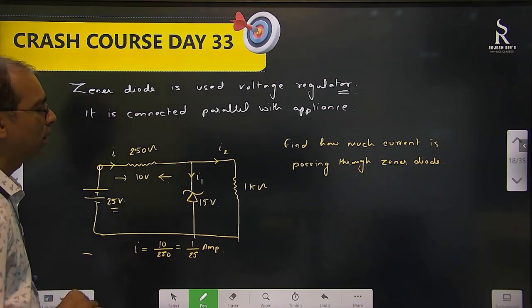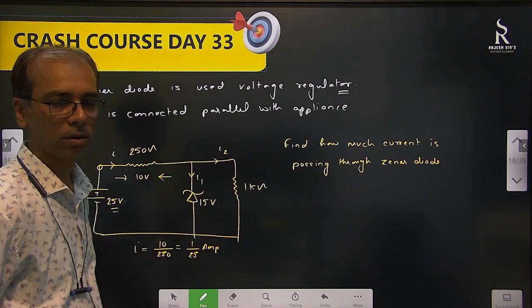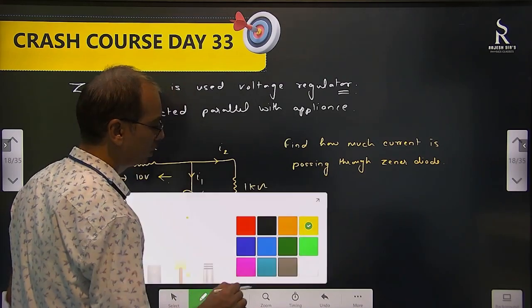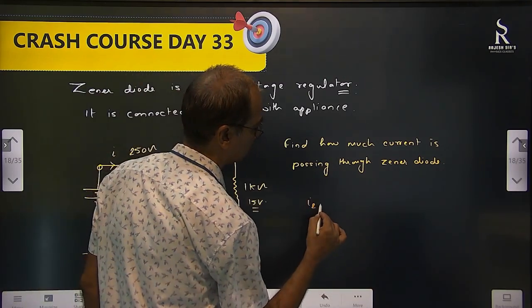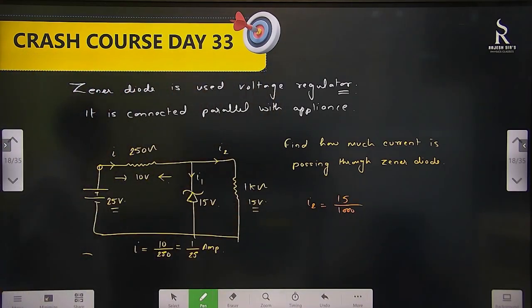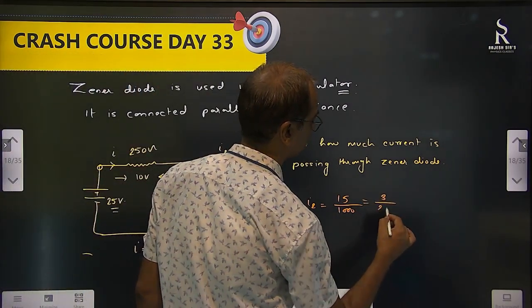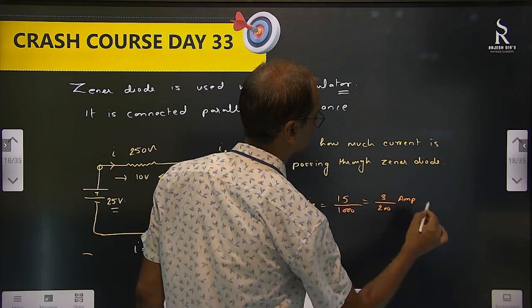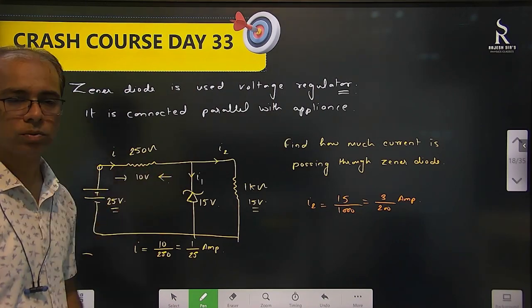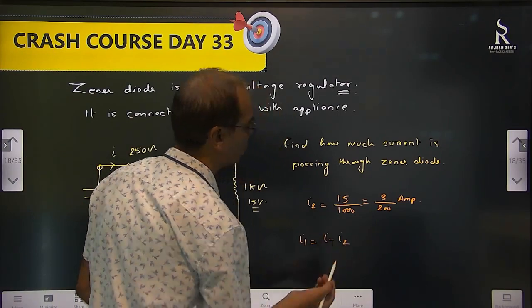That's the I value. Now I will try to find I2. Across I2, how much is the potential difference? 15 volt. Okay, here is 15 volt potential difference. So what is I2 here now? I2 is 15 by 1000. Okay, so we can write this as 3 by 200 ampere. Correct. Now what will be I1? I1 will be I minus I2, or you say I equal to I1 plus I2, both are the same.